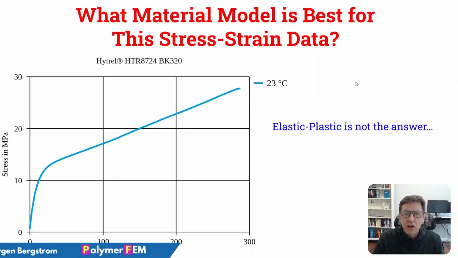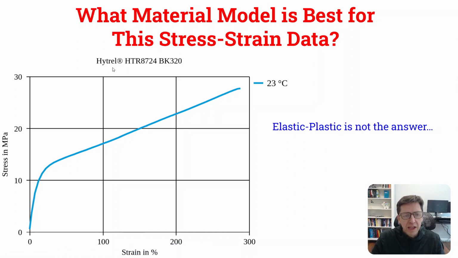Hi, in this video I'm going to show you how you can calibrate the material model to experimental data when you only have very little experimental data available. In my example today, I'm going to talk about a specific type of Hytrel, 8727-24, as shown in this graph.